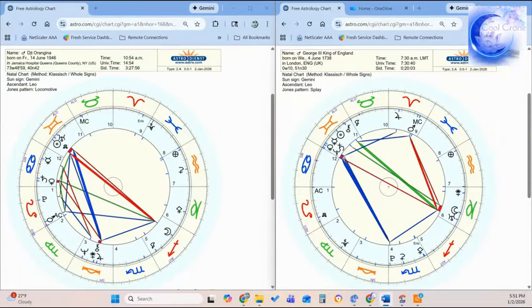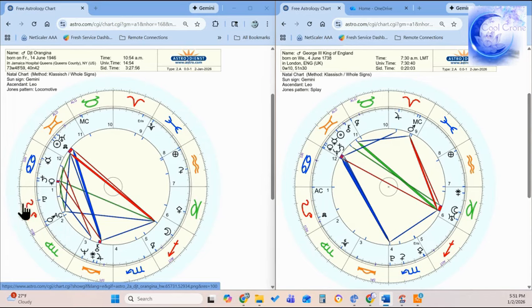First, I want to talk about what these two rulers have in common. Both men have Leo rising. So Leo is this symbol here, and you can see that on both charts, the horizontal line bisecting the chart comes right on top of Leo.